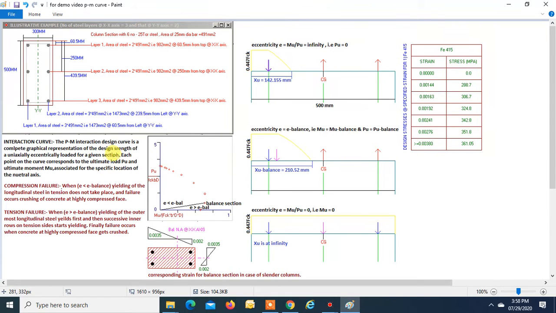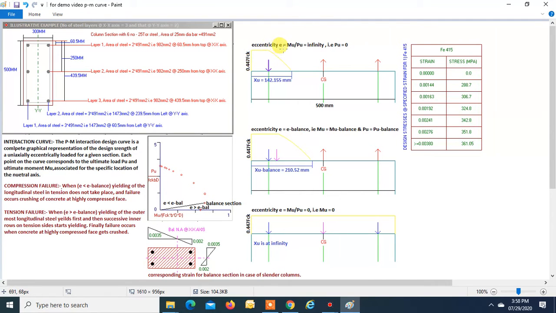Now, each point on the graph, these are different points. Each point on the graph corresponds to ultimate load Pu and the ultimate moment Mu associated with a specific location of the neutral axis. So these are the points which give us Pu and Mu for a particular depth of neutral axis from the compression face. Right? Now we will see three types of eccentricity over here.